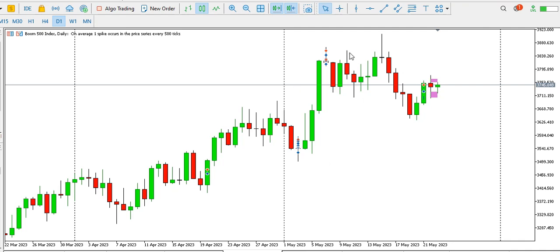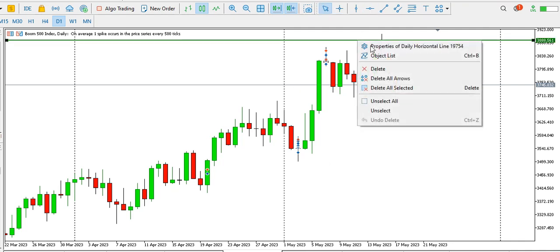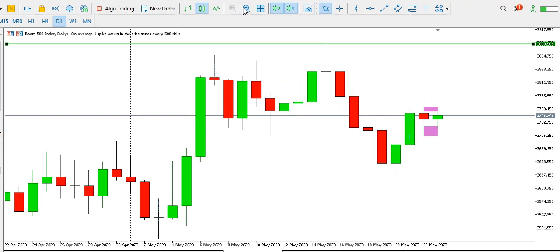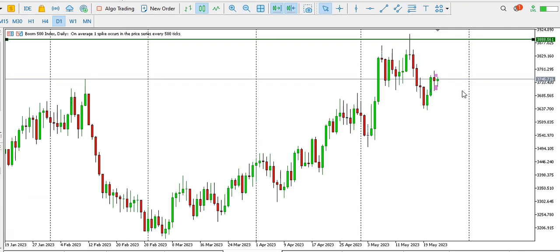Boom 500 index on the daily time frame. We can see that price is forming, it's formed a top here. We have another top here. We have a top here, and we might be seeing a top around here. Okay, but that's that on the daily time frame. The overall direction is still bullish.